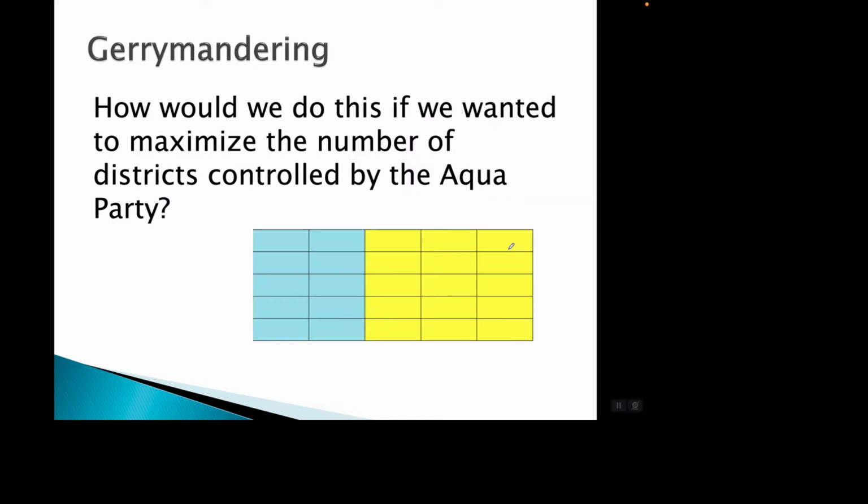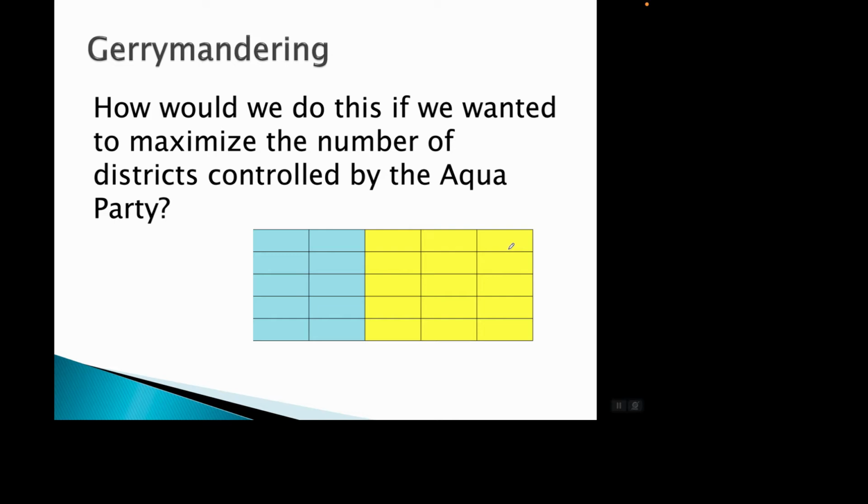Because notice, for example, this district has 2 Aqua Party regions, but it has 3 Yellow Party regions. So this district is dominated by the Yellow Party, and this will be a Yellow Party district. And in fact, it looks like all 5 districts are going to be controlled by the Yellow Party. How would we do this?